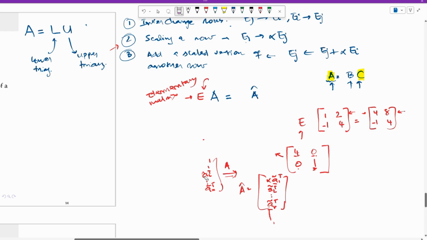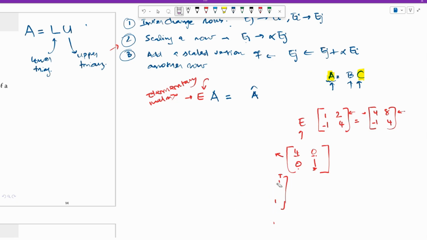Okay. What about the row exchange operation? Here, what if I wanted to exchange rows 2 and 1? What would be E?